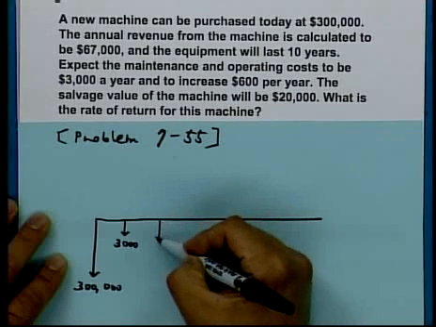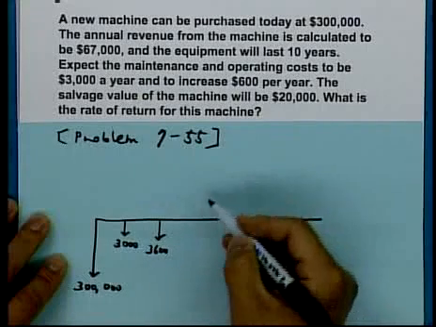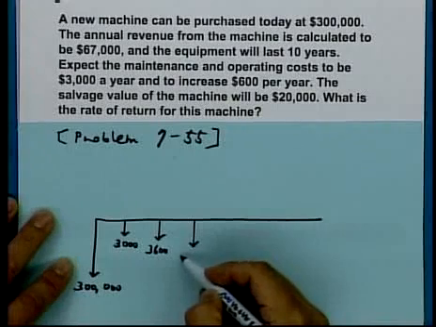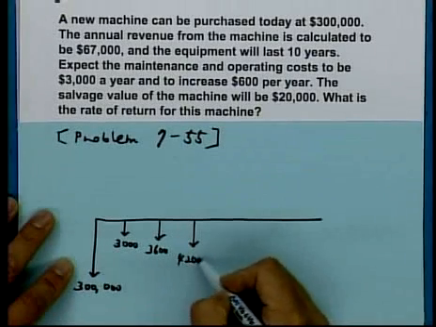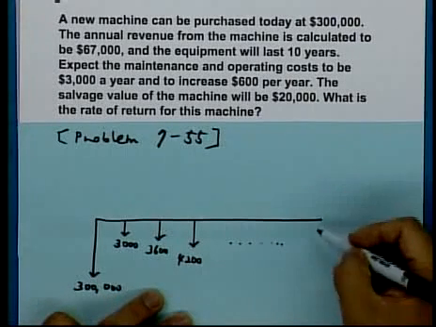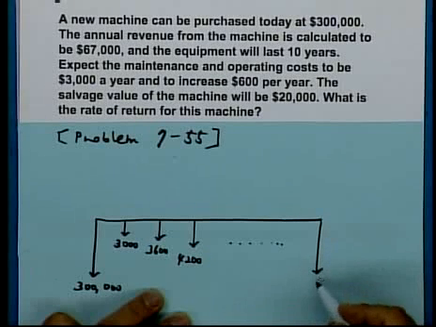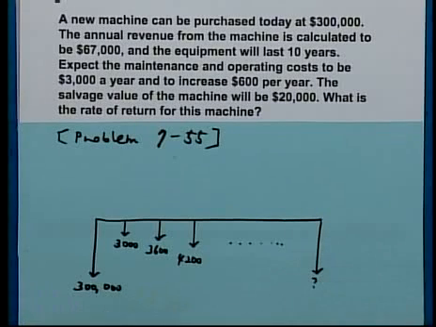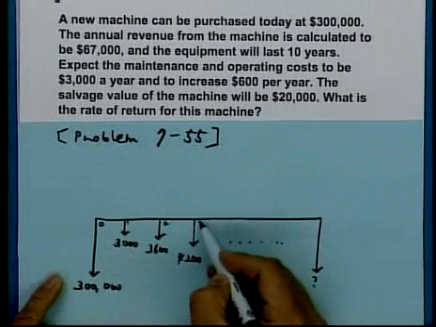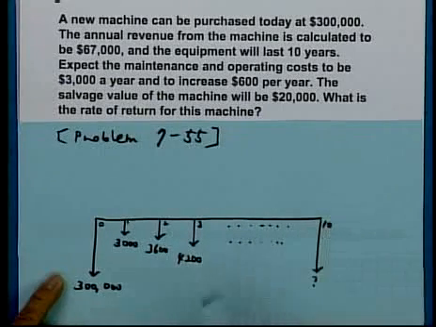So at the end of the second year, it's going to be $3,600. At the end of the next year, it's going to be $4,200, and so on. Okay? And at the end of the 10th year, we have a certain amount, right? 1, 2, 3, up to 10.